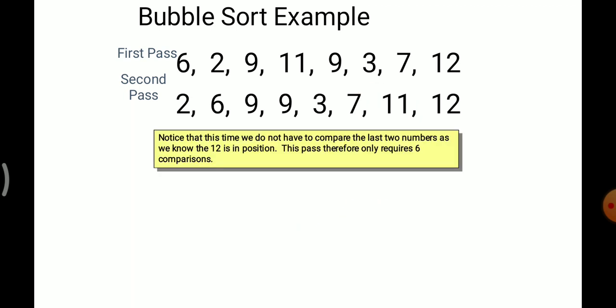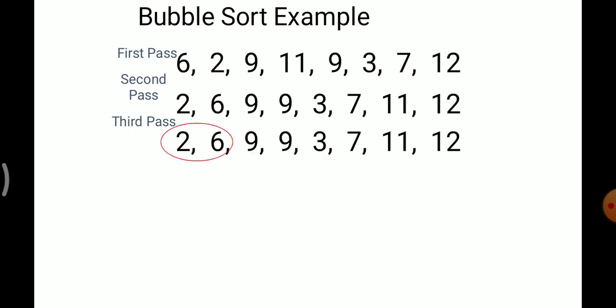Now notice here that this time we do not have to compare the last two numbers, as we know that 12 is in position. This pass therefore only requires 6 comparisons.